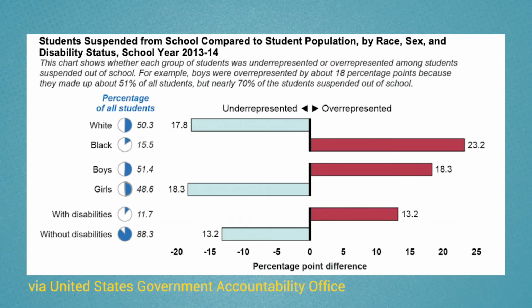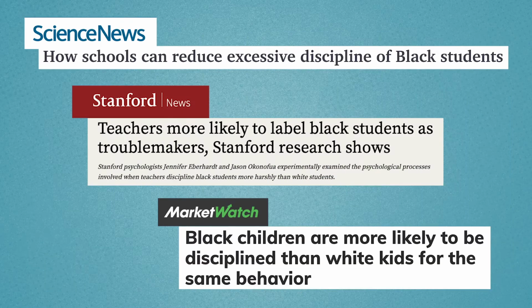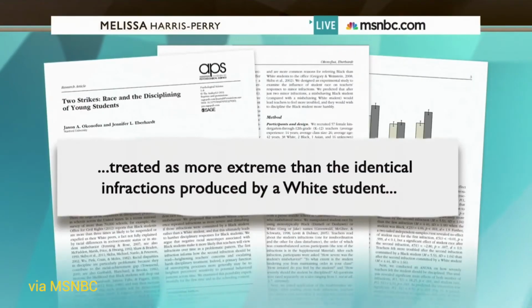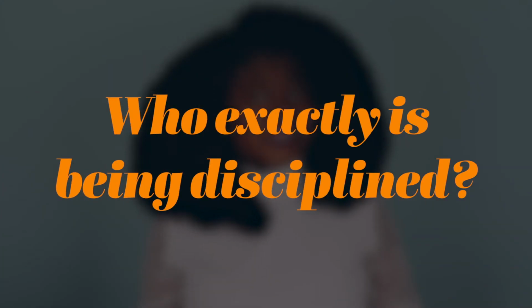There is an abundance of research that exposes the disproportionate rates that Black and brown students are suspended relative to white students. Researchers at Stanford found that Black students are given more extreme punishment for the exact same infractions produced by white students. So, while we are talking about the need for alternative approaches to discipline in schools, we have to also ask ourselves, who exactly is being disciplined?